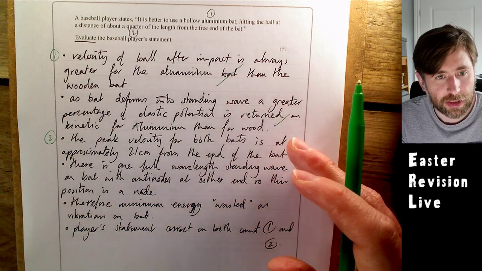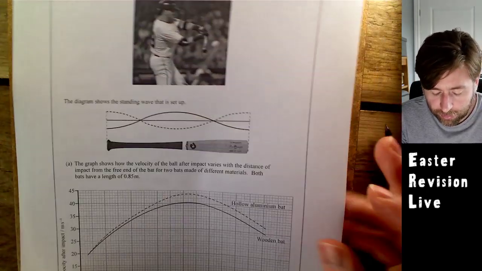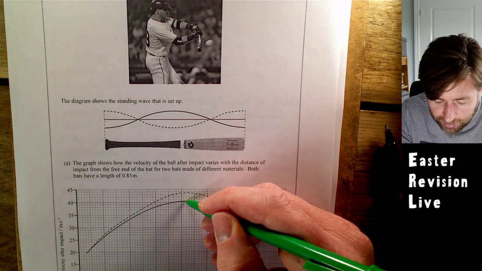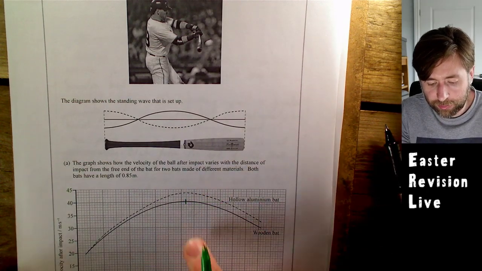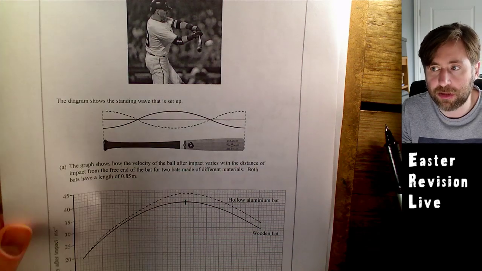The second one is about the actual position. Now look where that peak is. It's just after the 20 mark there. It's 21 centimeters from the end of the bat.